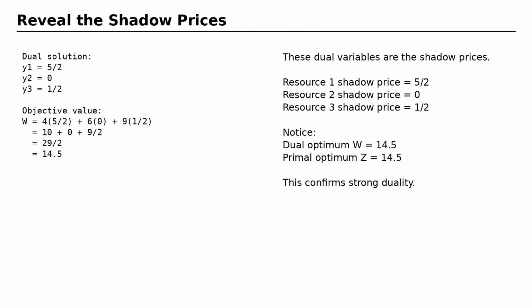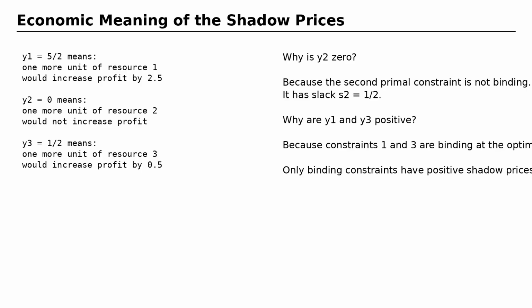Solving those equations gives y1 equals 5/2, y2 equals 0, and y3 equals 1/2. These are the shadow prices. The dual objective value is 29/2, or 14.5, which exactly matches the primal optimum. This confirms strong duality. Now we interpret the numbers.